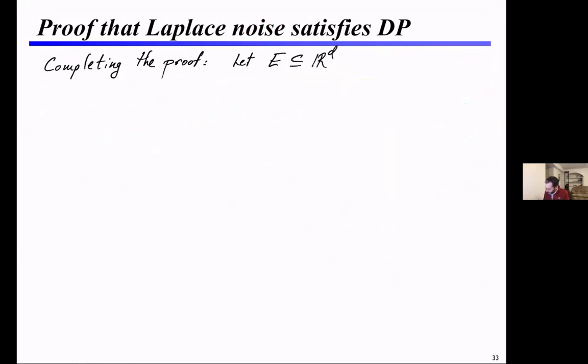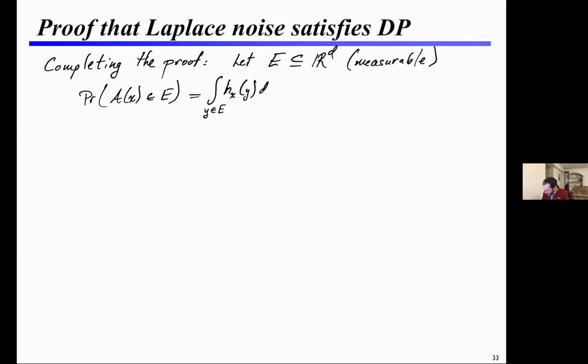Some subset of R^d, and it has to be a measurable set for its probability to make sense, but we're not going to worry about that. Let's just assume it is, and we're not going to define measurability too carefully. So now the probability that A(x) lies in E is exactly equal to the integral over all the possible vectors y in E of the density h_x evaluated at y.